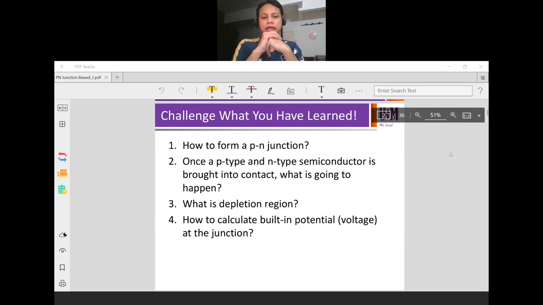How do we calculate built-in voltage at the junction? Jadi kita nak calculate, VBI is equal to thermal voltage times ln, so on and so forth, right? Okay, you can revisit your previous note and look at the equation.